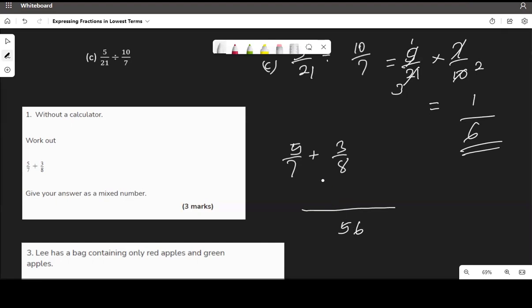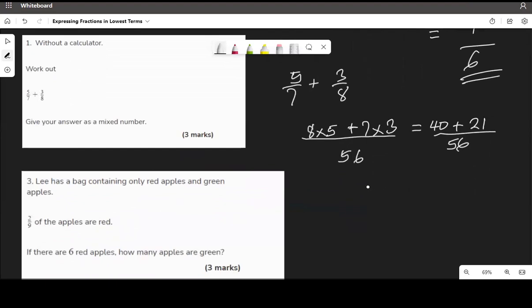56 divided by 7 is 8. We multiply that 8 by the numerator, which is 5 in this case. So 8 times 5 plus 56 divided by 8 is 7. Multiply that 7 by the numerator, 3. So 7 times 3. 8 times 5 is 40. 7 times 3 is 21. And over 56. 40 plus 21, that is 61 over 56. 61 divided by 56 is 1, remainder 5.